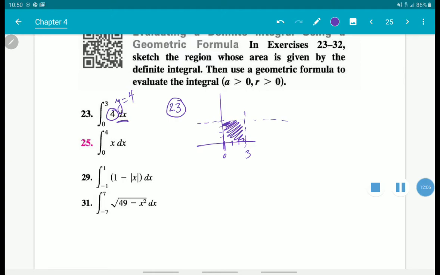Now, this guy's a rectangle. And we can find the area of that rectangle by multiplying length times width. So our length is 3 and our width is 4. So that area would be 12. If we were to evaluate that, we would get 12.